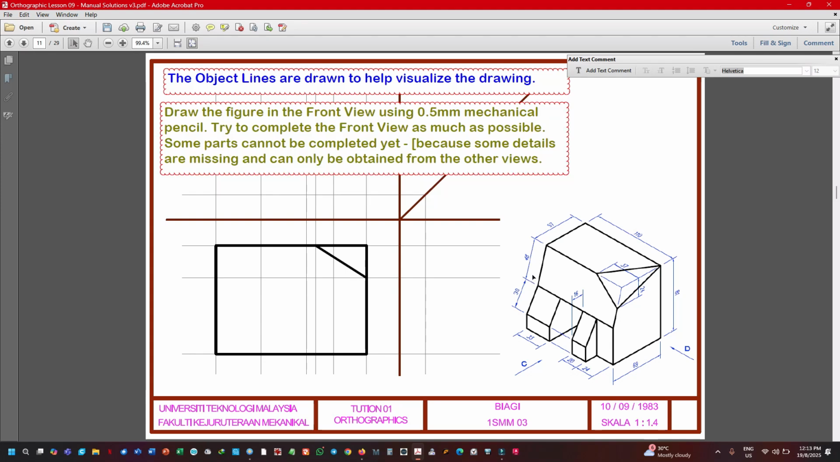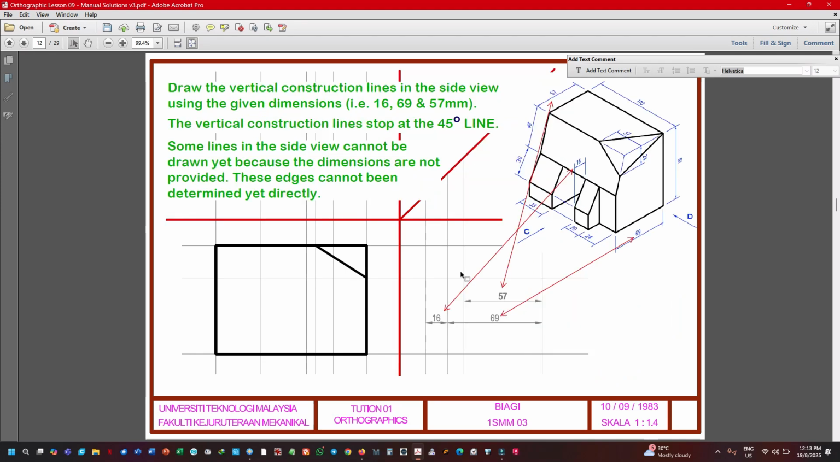so you cannot measure it directly. So how do we get this distance? The following method shows you how to do it. Now we go into the side view. Based on the same method as the front view, we draw the horizontal distance. So these are the vertical construction lines, based on this is 69, this is 69, and from here to here is 16.